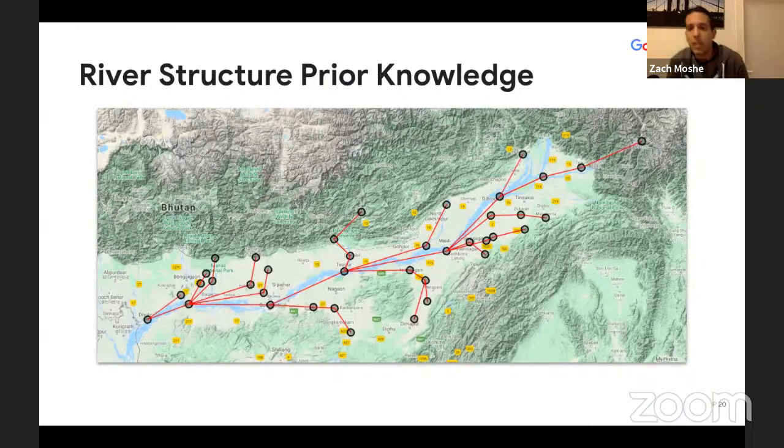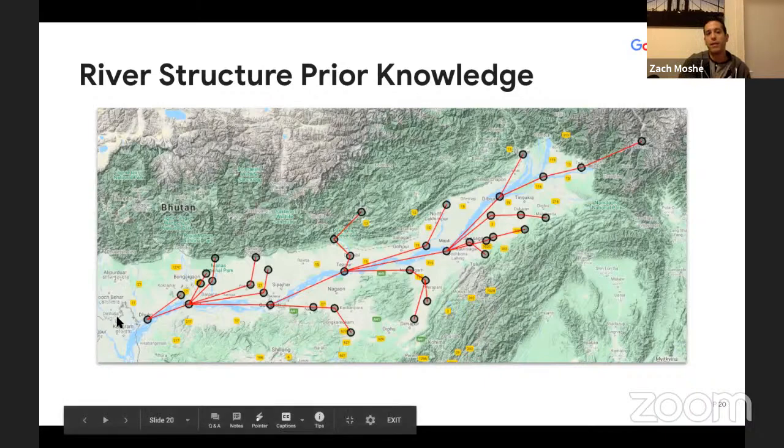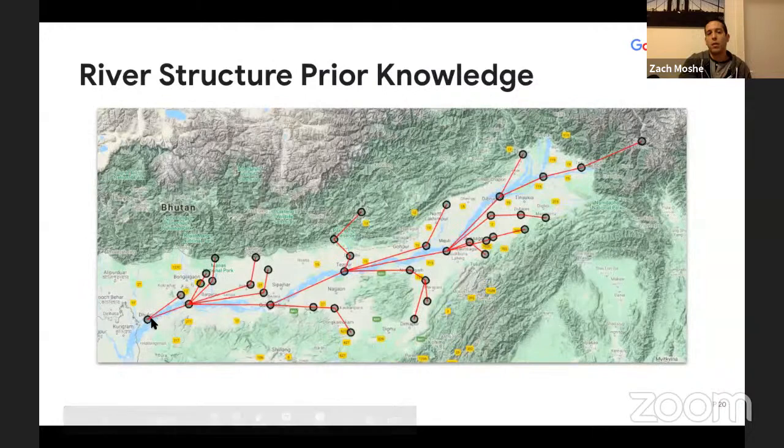So what you see here is a zoom-in map for the East Brahmaputra. Maybe you can't read it, but this is Debris. That's, as I said, the most downstream station of the Brahmaputra River. And this is the border with Bangladesh, okay? So these stations over here, Guwahati, by the way, is this one, are fairly large and fairly easy to predict.